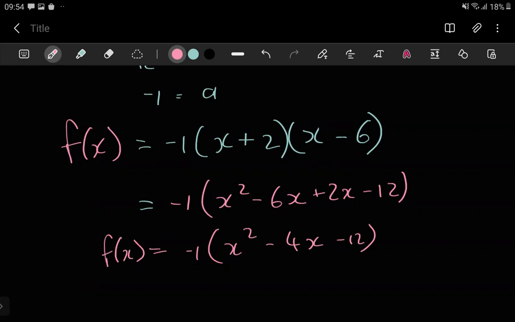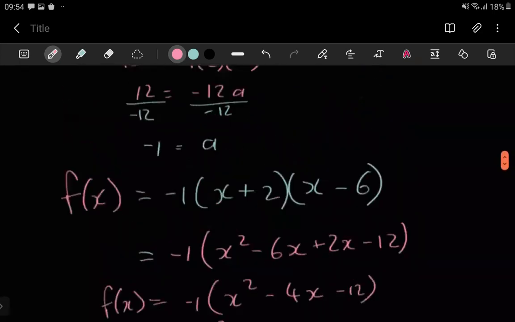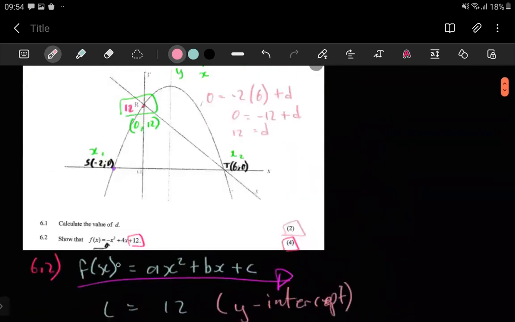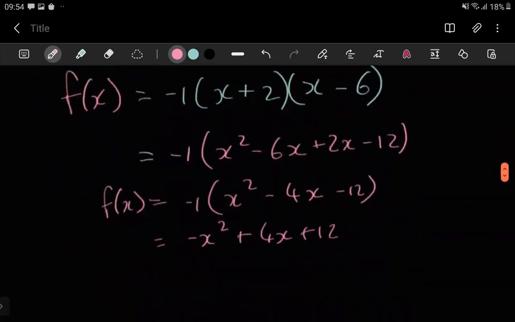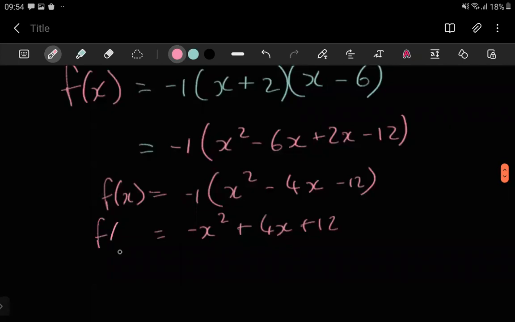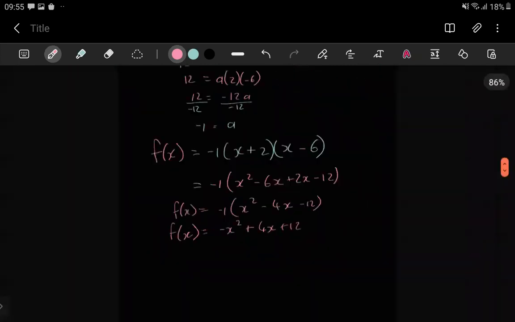So you can see that if you multiply inside, you're going to have negative x squared, and then positive 4x, and then positive 12, which is what they want us to end up with. You see, 4x there, positive 12 there, with a negative a at the beginning there. That's how you do 6.2. That's why it's just a formal question.